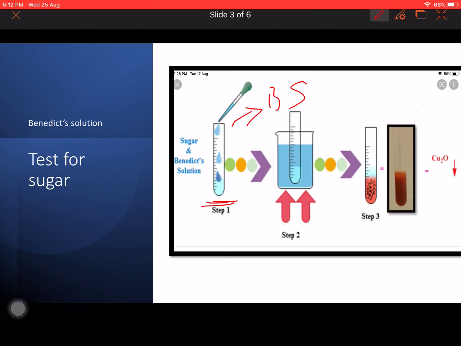Now we heat it on a slow burner. Here we have heated it in a water bath: there is a burner, and on top of it a water bath is kept, and we heat it. What we see is that a red colored precipitate is formed. What is that red precipitate? That is Cu2O, or cuprous oxide. This shows the presence of glucose or sugar in this solution.